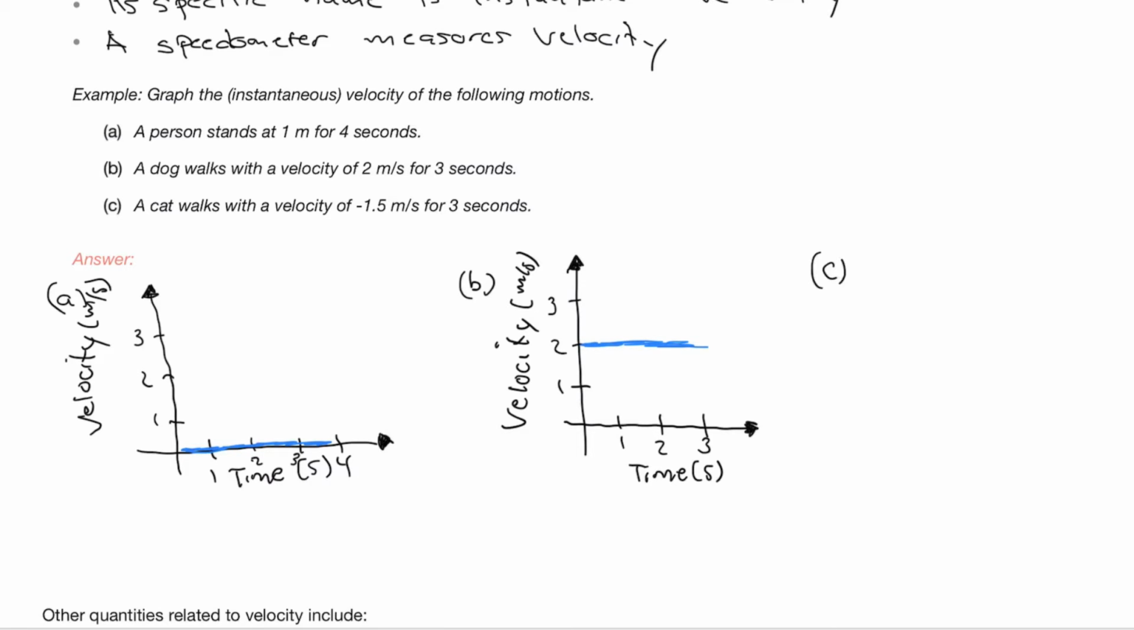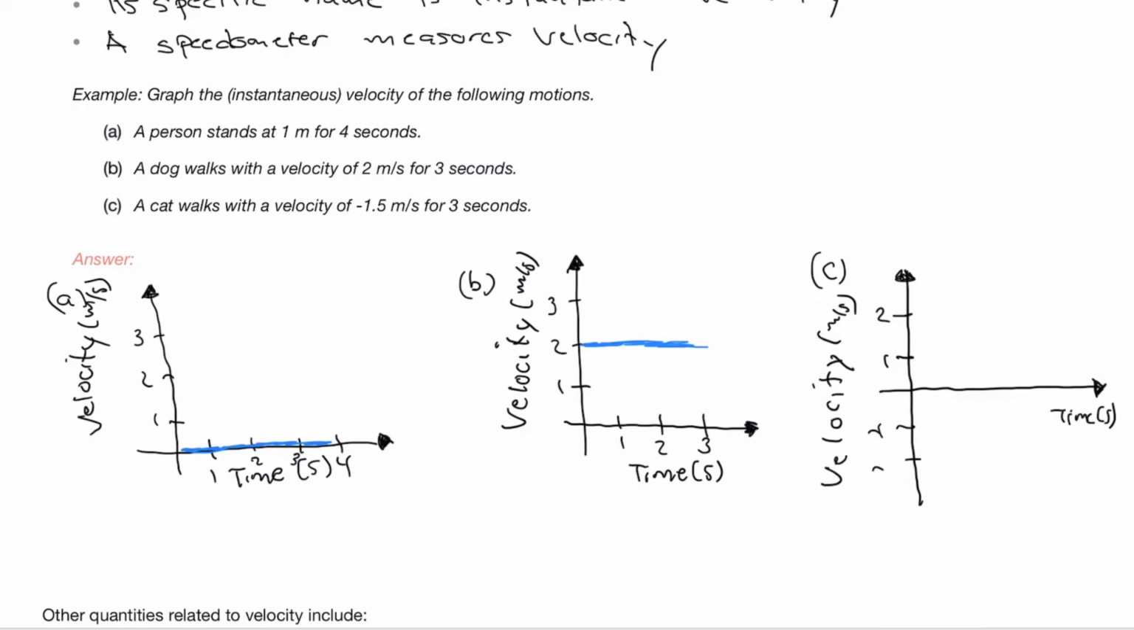In part C, we look at a cat that's walking in the negative direction with a negative velocity for 3 seconds. Again, we lay out our axes with time on the horizontal axis with its units and velocity on the vertical axis with its units. In this case, the velocity is constant, so it's just a straight horizontal line at negative 1.5.